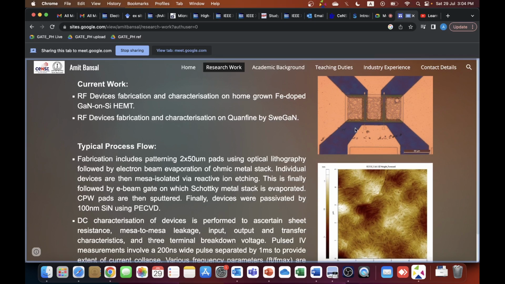This is one semiconductor device that you are seeing, and if you look at the bottom right, the scale bar is 50 microns. So the whole device, in the central region, is barely 100 or 150 microns, and the width is only 50 microns.